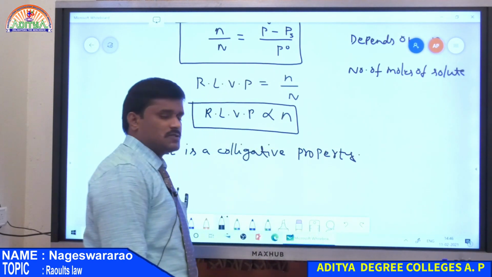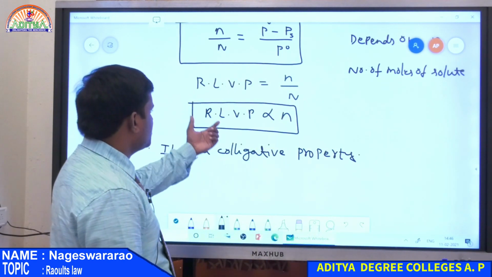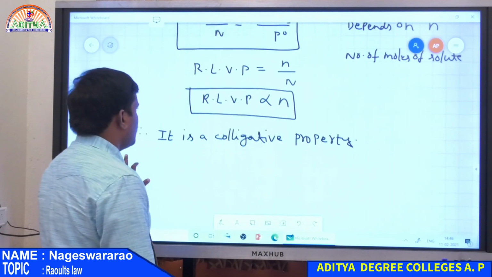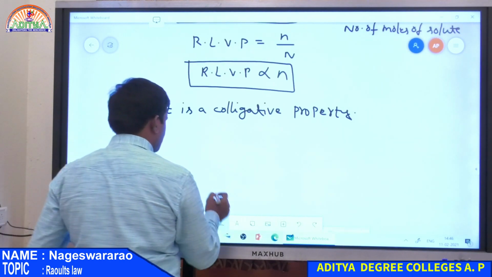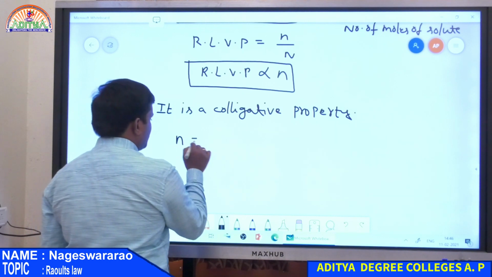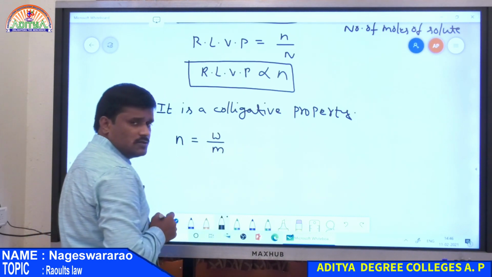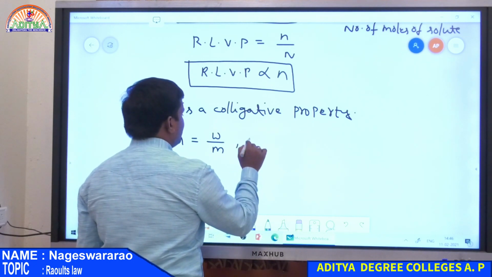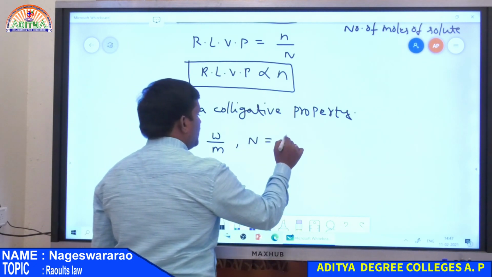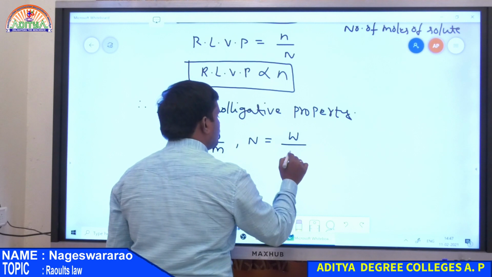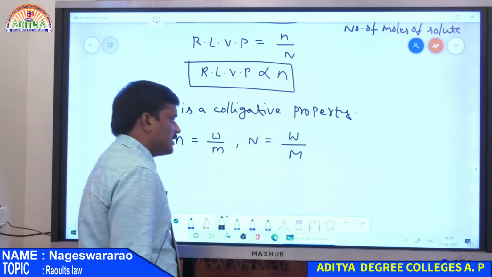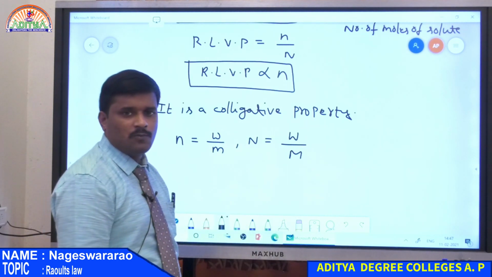So this is the conclusion. And finally, from this equation, what is the value of small n? n is the number of moles, that is given by weight of the solute divided by molecular weight of the solute. Similarly, what is capital N? Weight of solvent divided by molecular weight of solvent, that is capital N is equal to W by M.